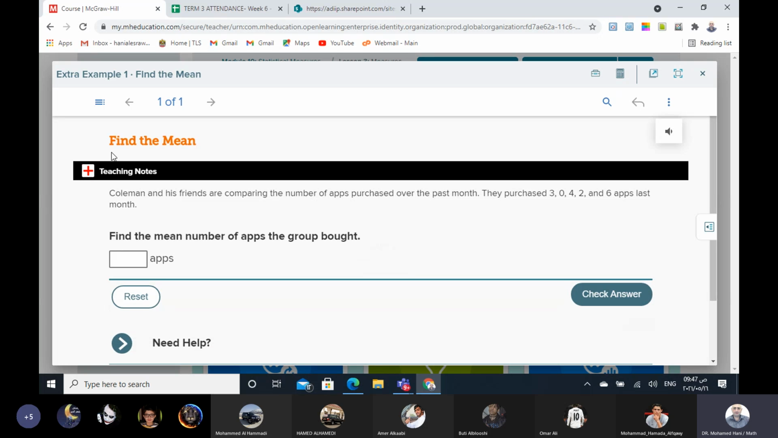Okay, we have this problem. Find the mean. Coleman and his friends are comparing the number of apps purchased over the past month. They purchased 3, 0, 4, 2, and 6. So this is the data. We have 5 numbers of apps from last month. What is the mean number of apps the group bought?